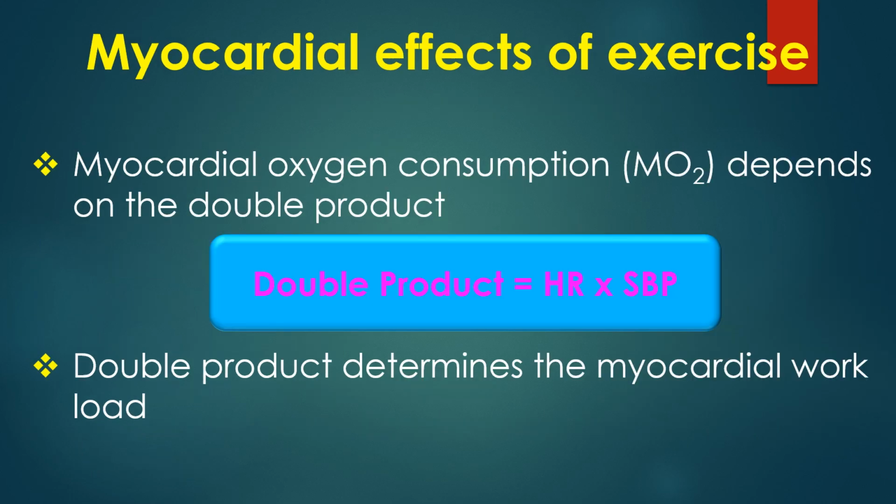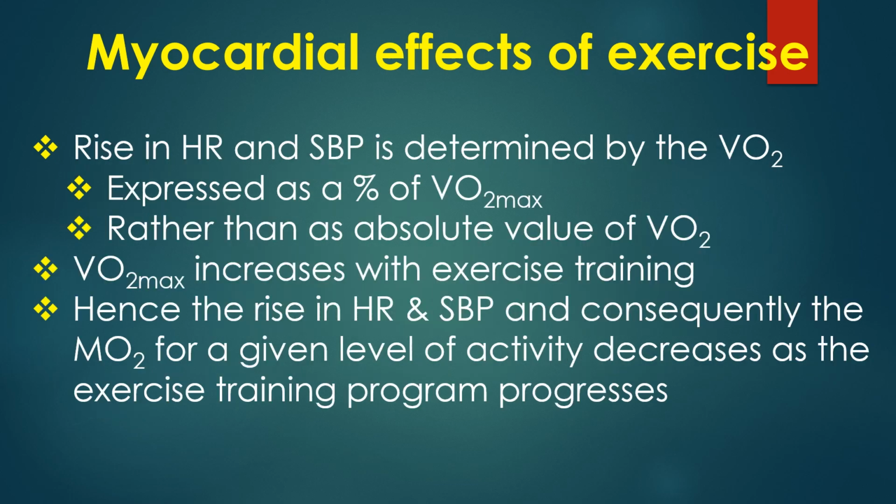Myocardial oxygen consumption depends on the double product. Double product is equal to heart rate multiplied by systolic blood pressure. Double product determines the myocardial workload. The rise in heart rate and systolic blood pressure is determined by the oxygen consumption expressed as a percentage of maximum oxygen consumption rather than the absolute value of VO2.